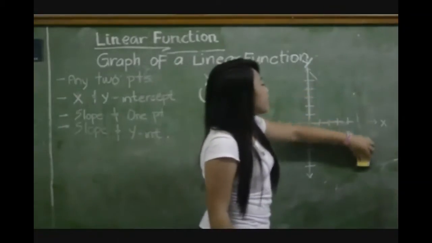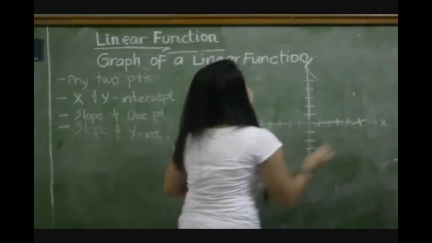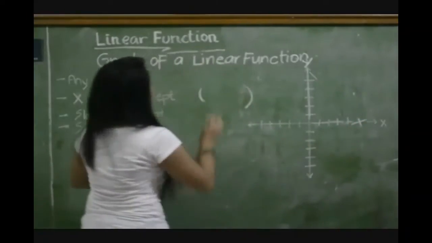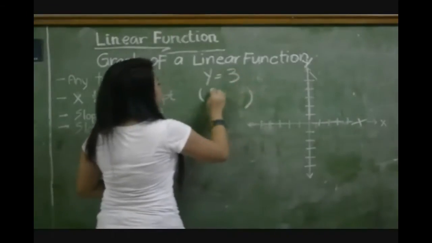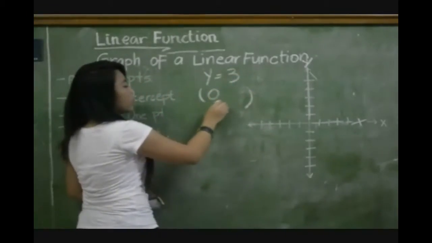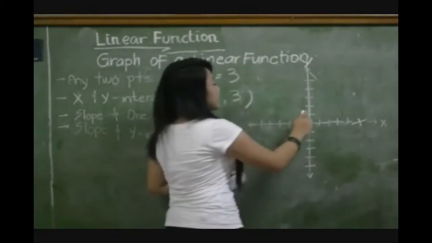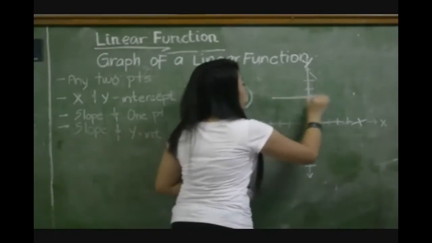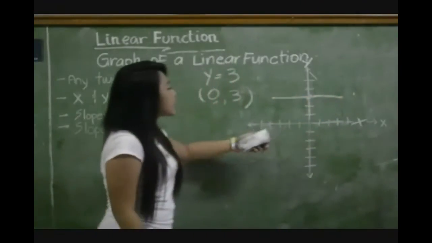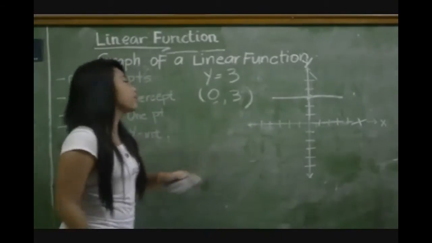Let me give you an example of the graph while the y-intercept is given. If y is equal to 3, the value of x will become 0, so (0, 3). Let us plot this one. 0, 1, 2, 3. Here is an example of a graph if the y-intercept is given.